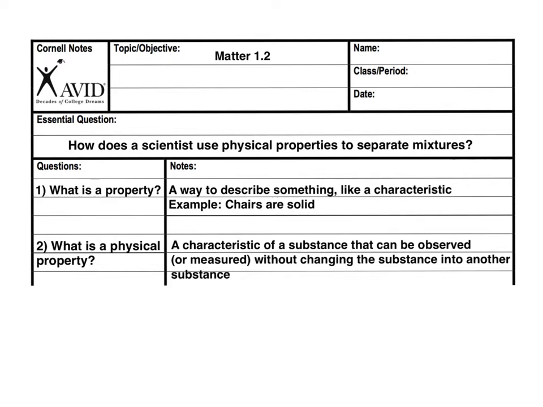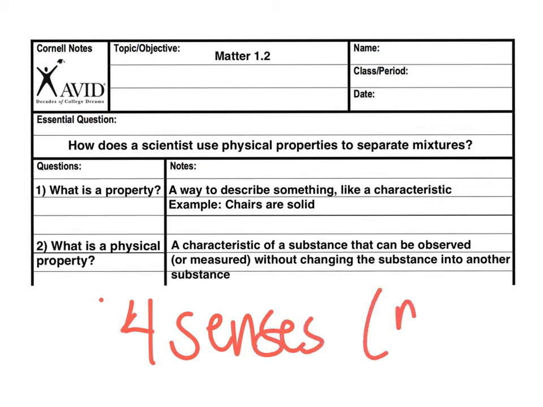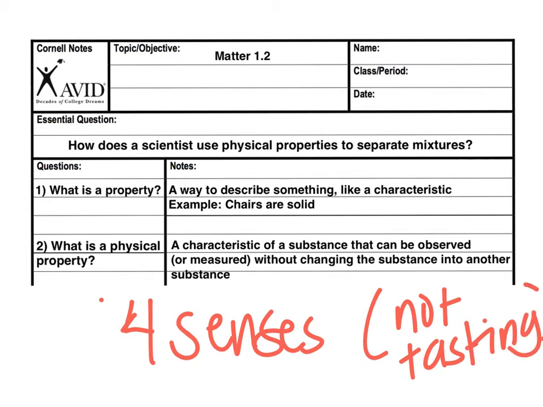Number 2, what is a physical property? A physical property is a characteristic of a substance that can be observed or measured without changing the substance into another substance. So we're just trying to describe it, but I'm not changing the thing. I'm just telling you I'm looking at it and I'm feeling it. I'm really using my 4 senses, not tasting things. So does it make a sound? What does it feel like? What kind of texture does it have? What color is it? What can I tell about it by looking at it?